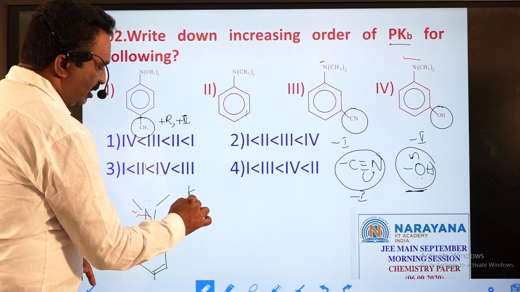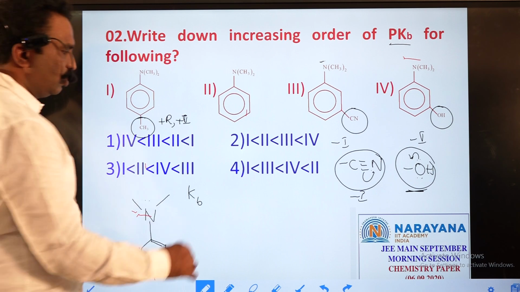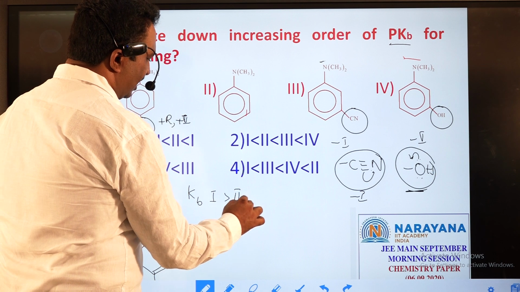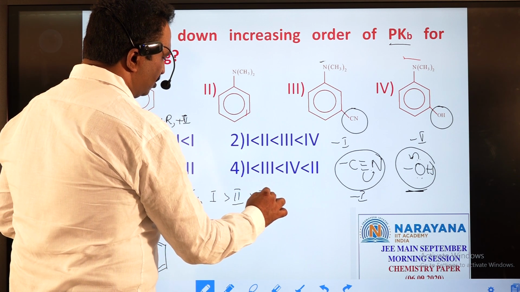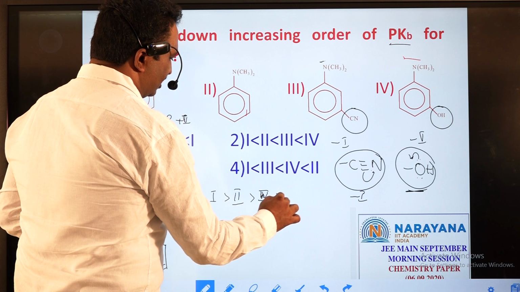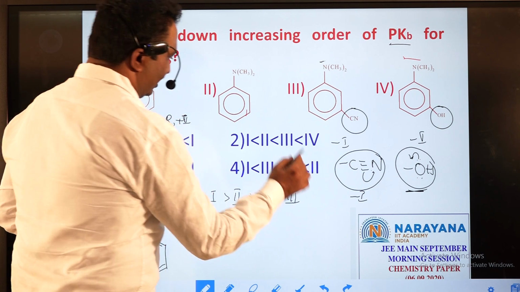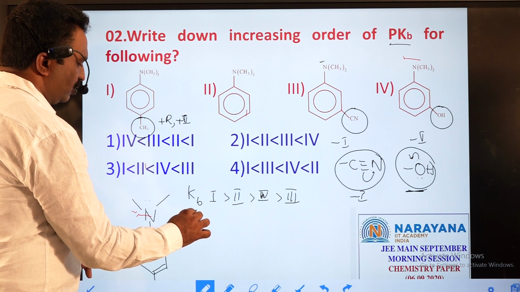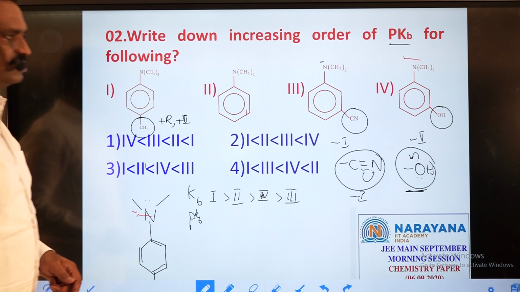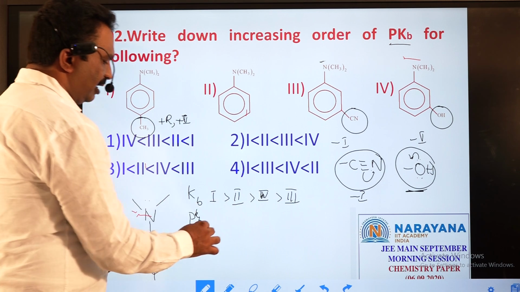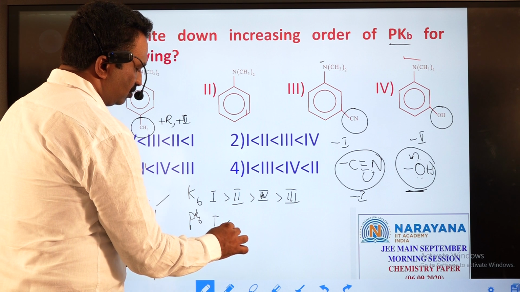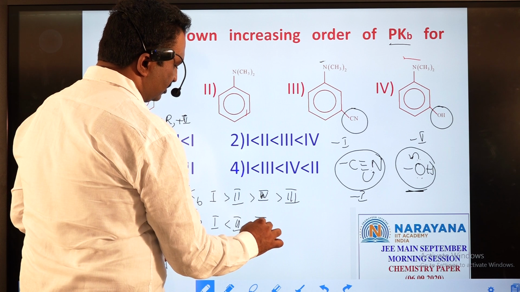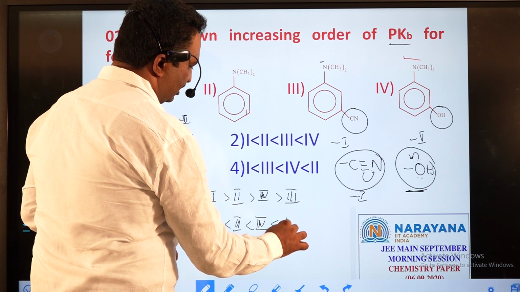So here I am writing the Kb order, which is more basic: 1, after that 2, then the basic strength is for 4, and after that for 3. This is the order of Kb. But the question is about pKb. So what is the order of pKb? Exactly the reverse order here: 1, 2, next is 4, and after that it is 3.